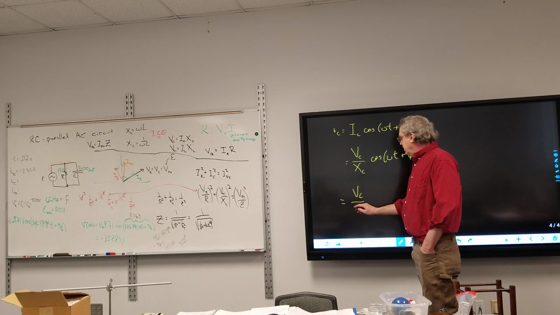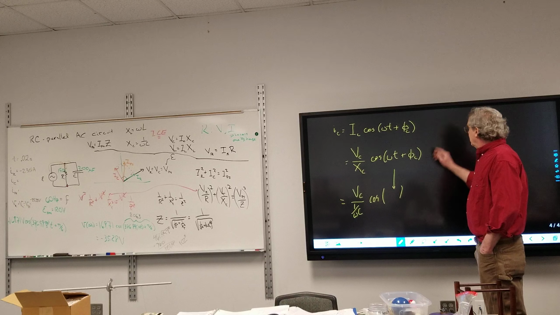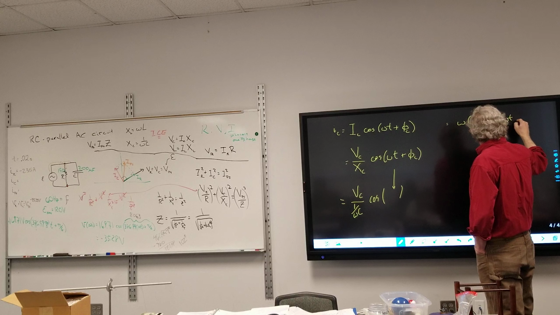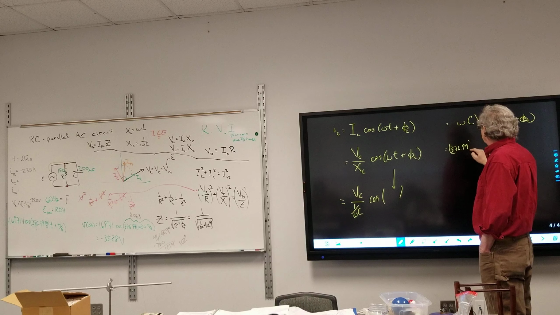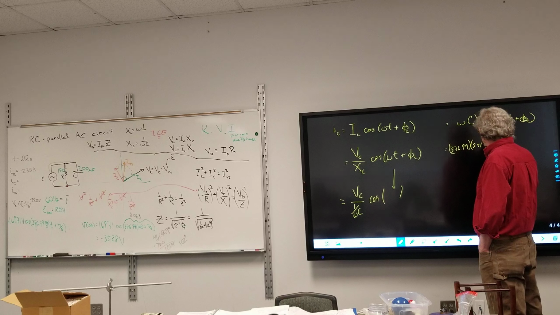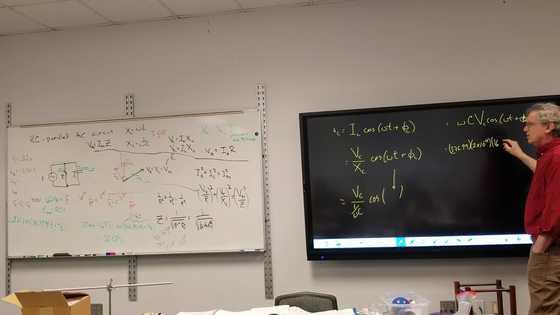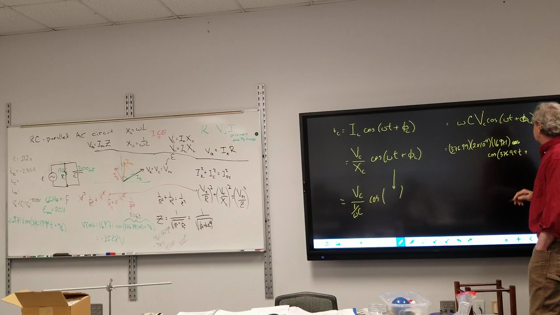So this is VC over 1 over omega c times the cosine of that, which equals omega c VC cosine omega t plus phi c. So 376.99 times 2 times 10 to the negative fourth times VC, which is 169.71, times the cosine of omega, which is 376.99, t plus phi.